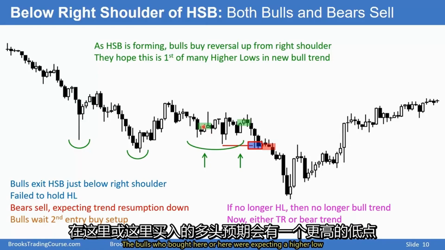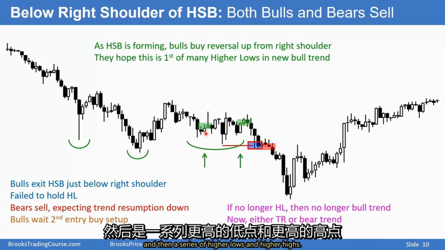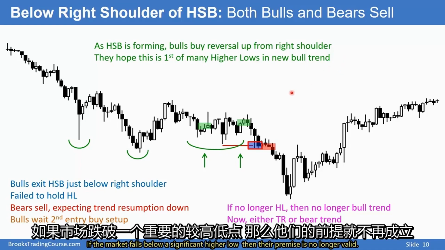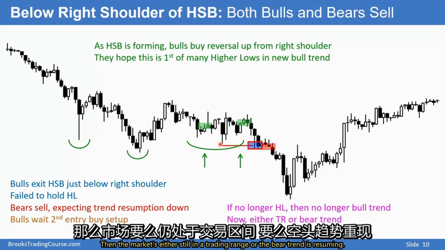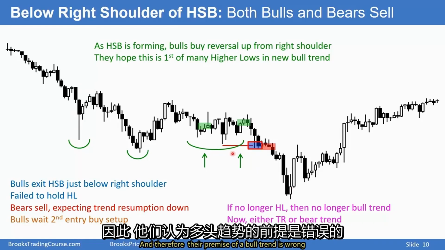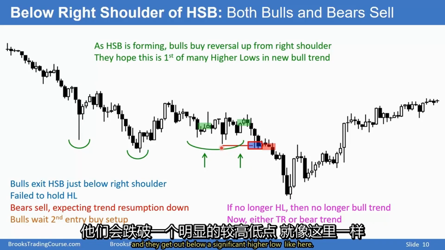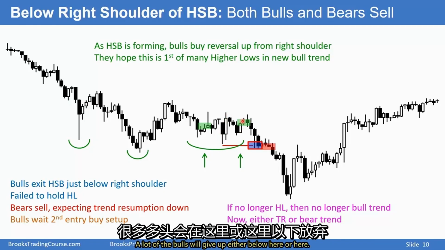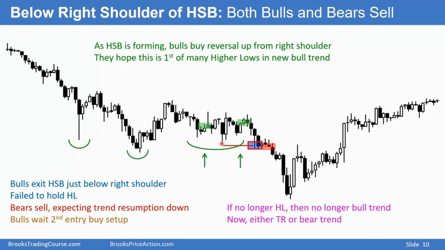The bulls who bought here or here were expecting a higher low and then a series of higher lows and higher highs. They're expecting a bull trend. If the market falls below a significant higher low, then their premise is no longer valid. Then the market's either still in a trading range or the bear trend is resuming, and therefore their premise of a bull trend is wrong, and they get out below a significant higher low, like here. Here we have a pretty good reversal up. We have a higher low here. A lot of the bulls will give up either below here or here.